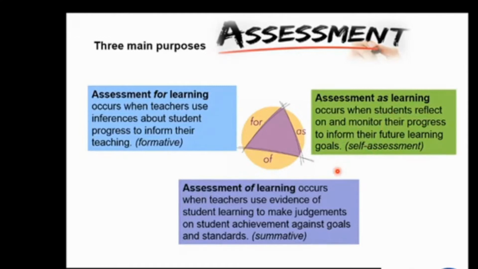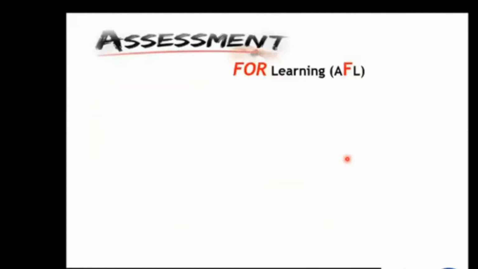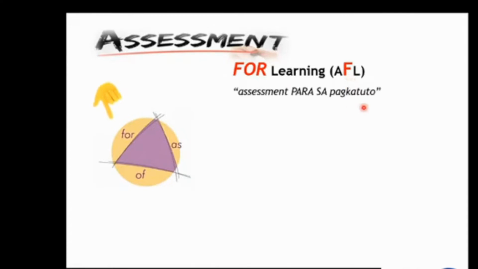To further understand the three purposes of assessment, let's have it one by one. Let's start first with assessment for learning. Assessment for learning, or AFL, this is the assessment para sa pagkatuto. It is a formative type of assessment used by the teacher to inform their teaching.